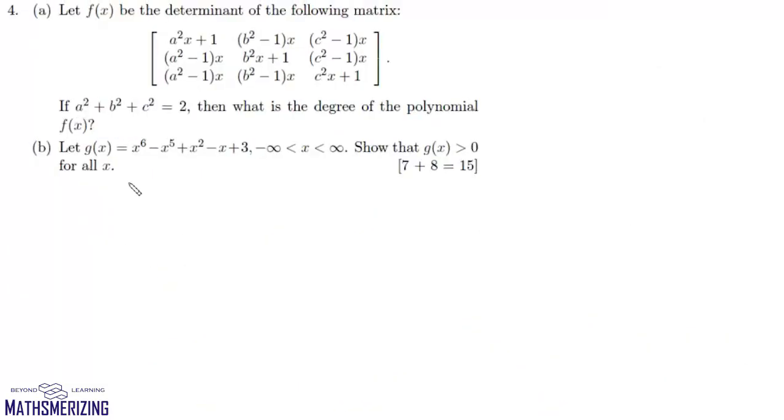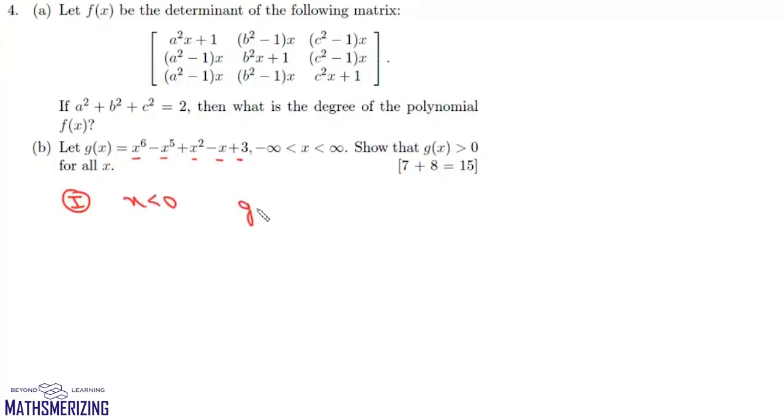Now question number 4, part B is, let g(x) equal x to the power 6 minus x to the power 5 plus x square minus x plus 3. For all x belonging to R, we need to show that g(x) is greater than 0 for all x. Now we'll take the first case when x is less than 0.